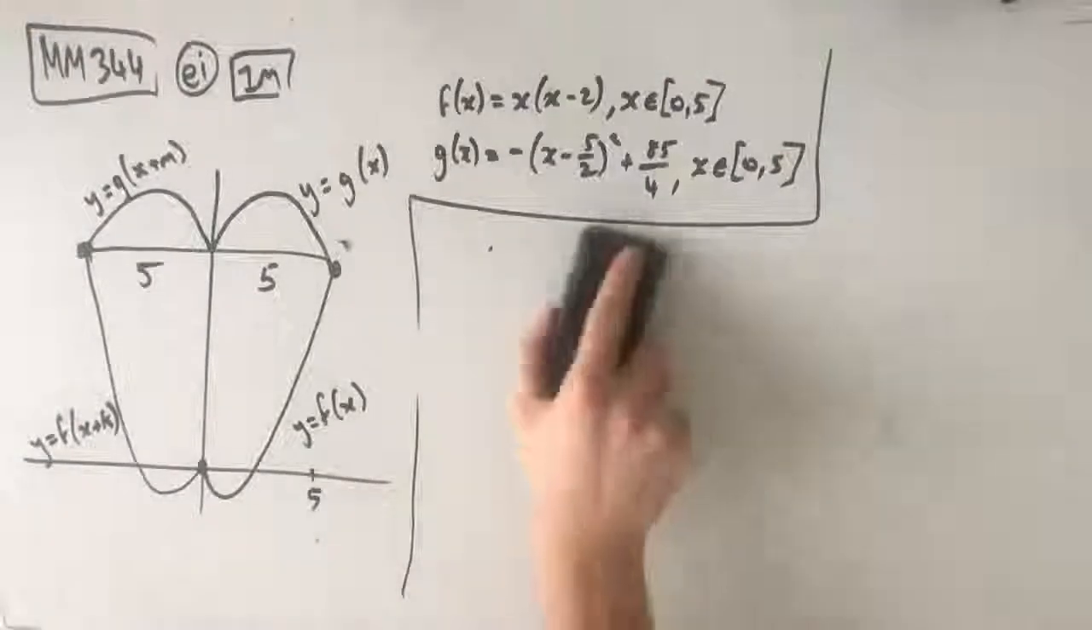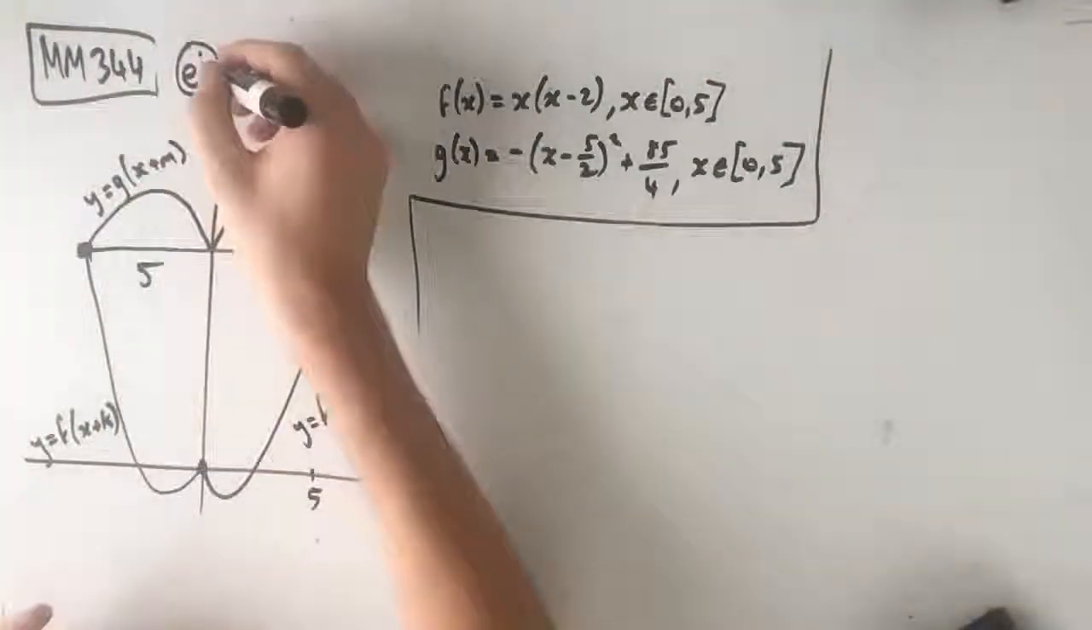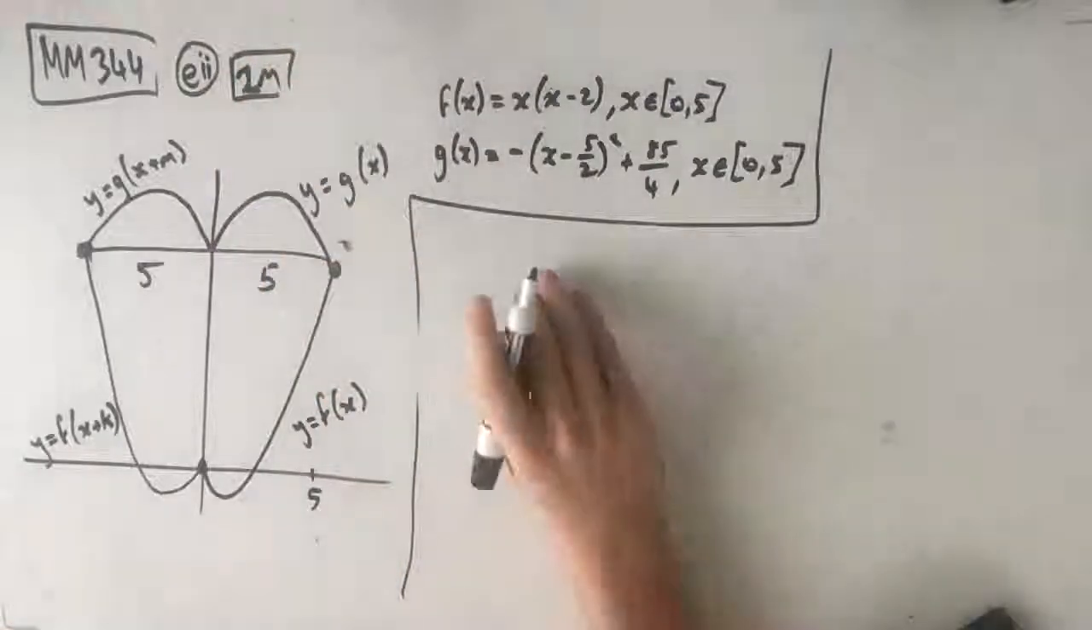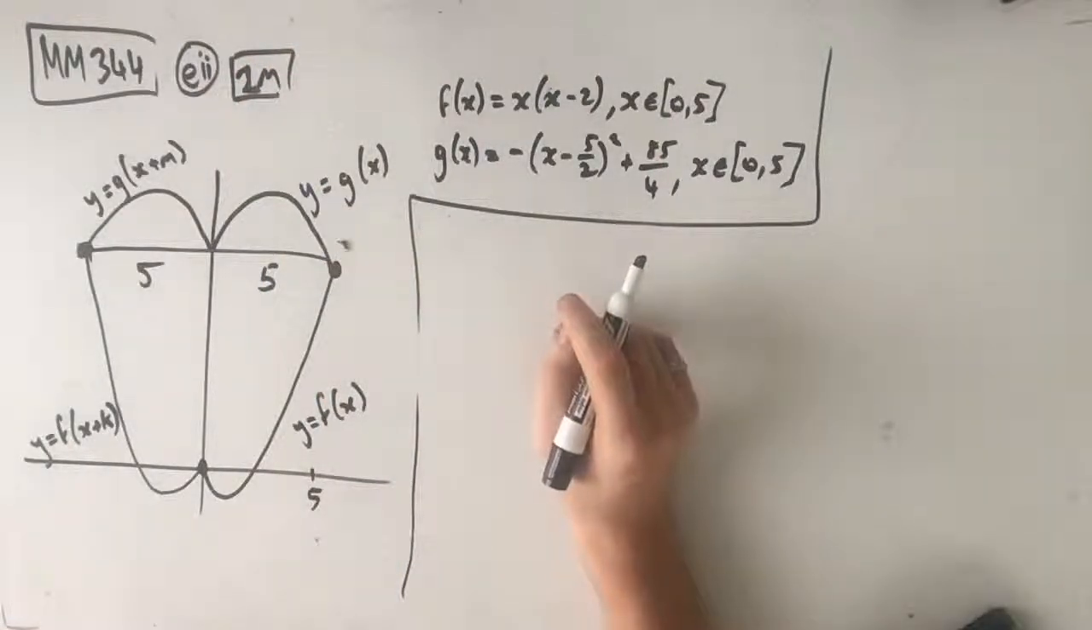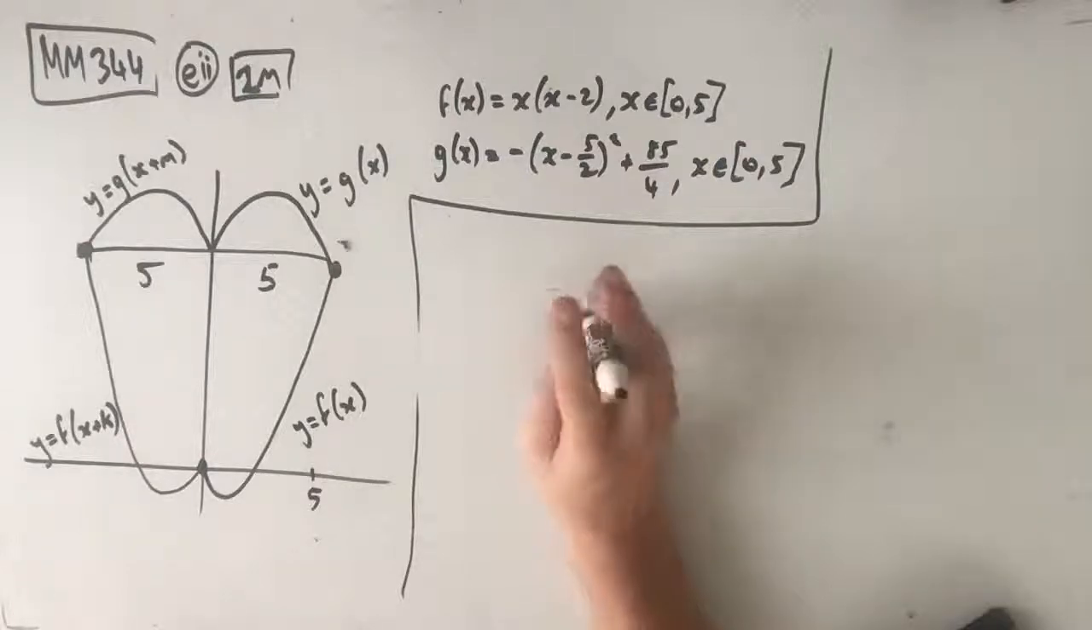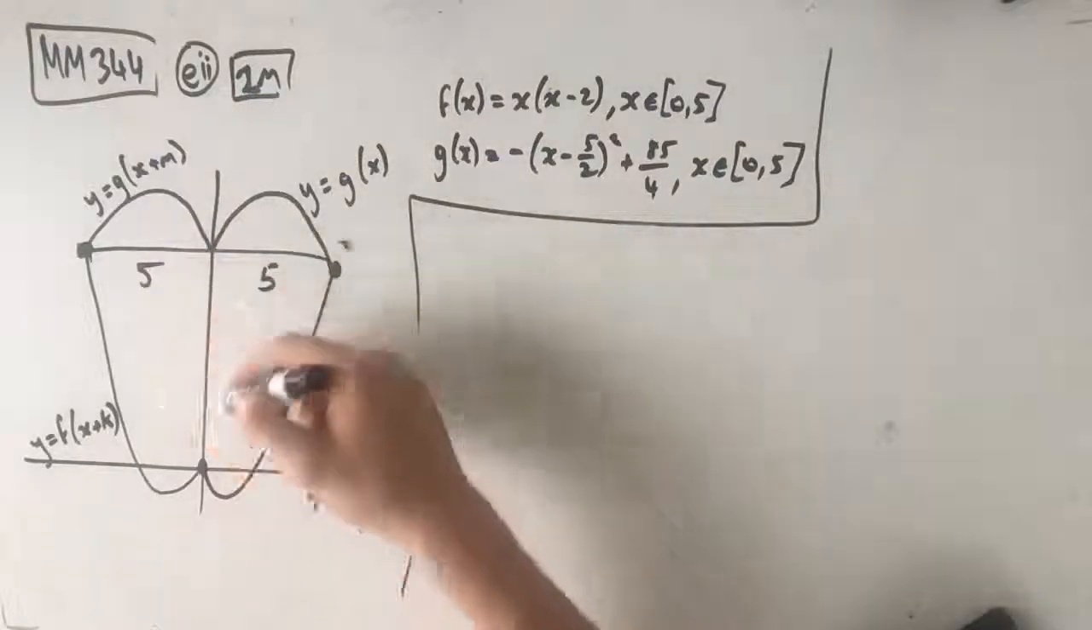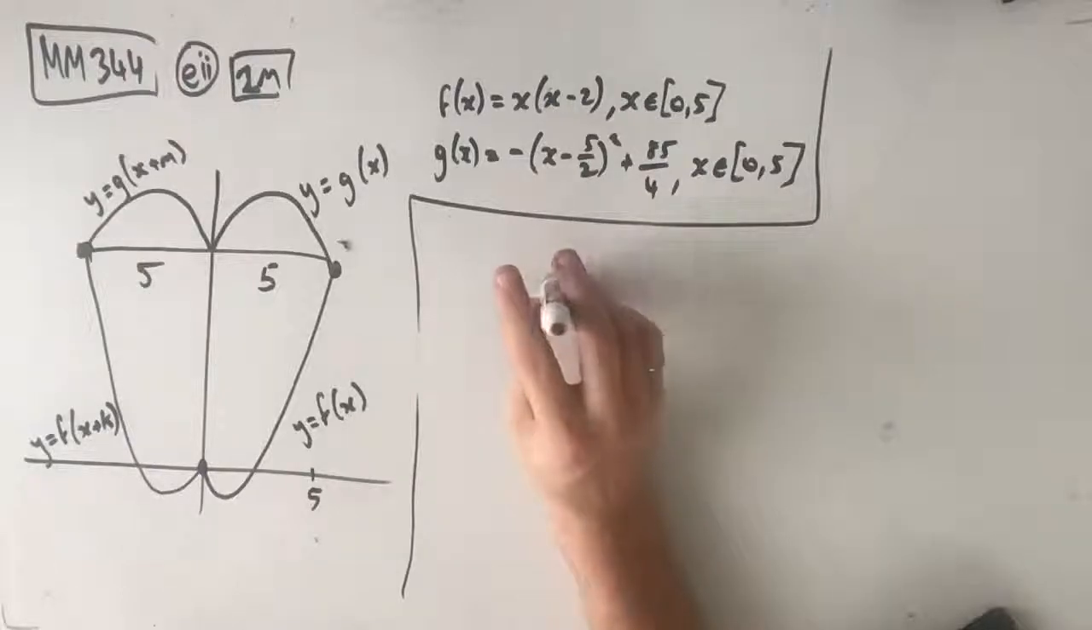Part E II is a 2-mark question. We're going to have to find out some area here. So it says, find the total surface area of a butterfly's wings, one side of a butterfly's wings, given by the shaded area in the diagram above. So all of this area here. Give your answer correct to 2 decimal places.